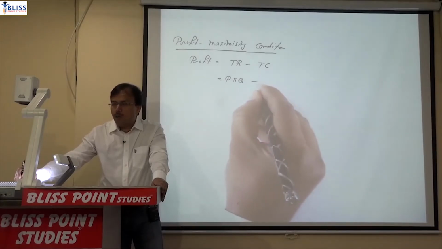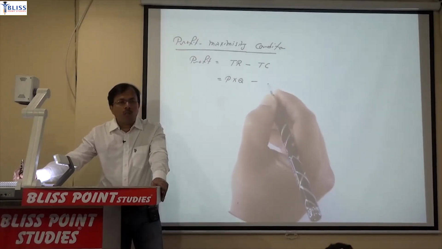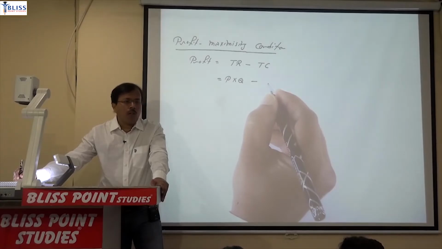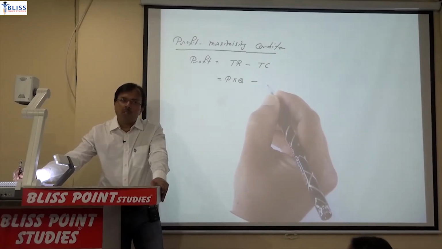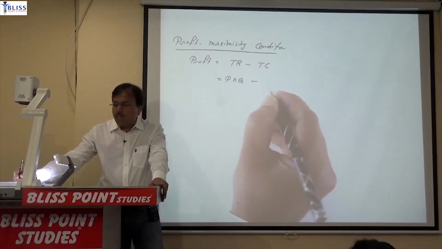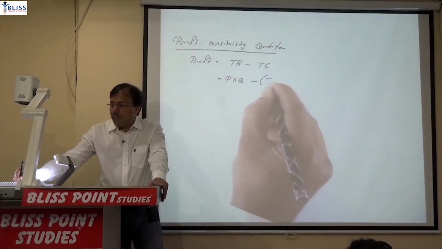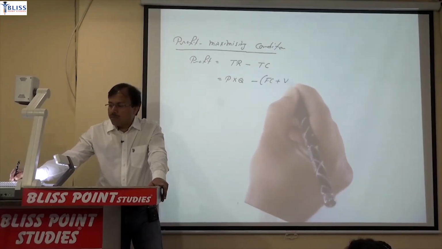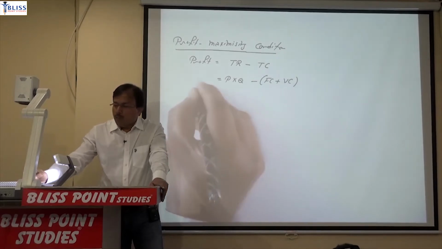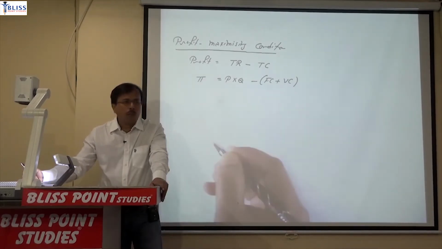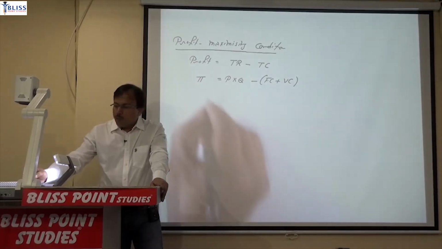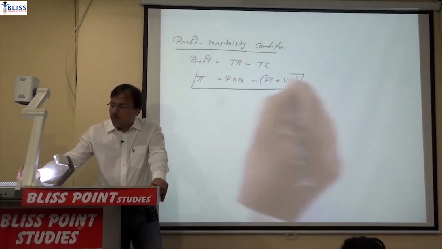And what will be total cost? Total cost will be the cost of production. That cost of production will include fixed cost, like rent, etc., and there will be some variable cost also, like electricity bill. So that cost will include fixed cost plus variable cost. Profit is denoted by the pi symbol. Profit is total revenue minus total cost.